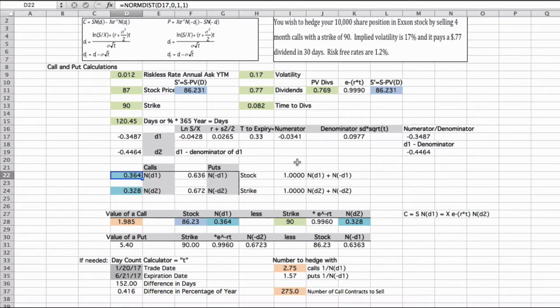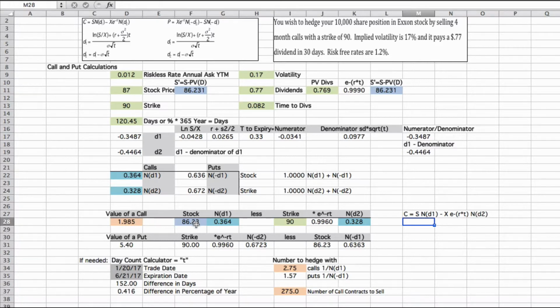We would look that up in a table, and on a spreadsheet it's easy. Up here is the function for a normal distribution, the number, and it's a 0-1 normal, cumulative 1. So we get 36% for ND1, and for ND2, 32.8%. And so we'll be able to use ND1, ND2 to find the value of a call. Value of call, we said, was stock minus strike. That should be a minus there.